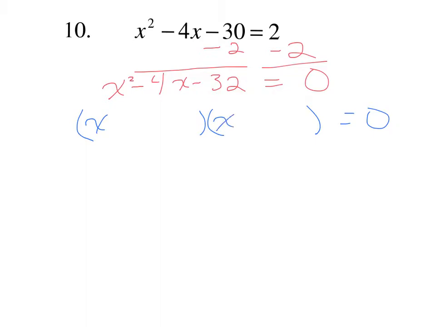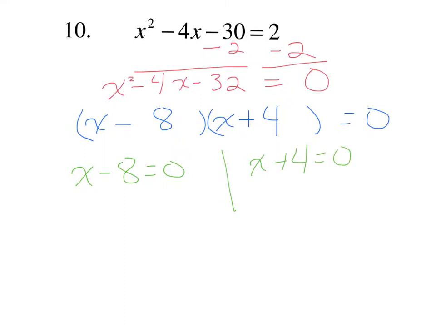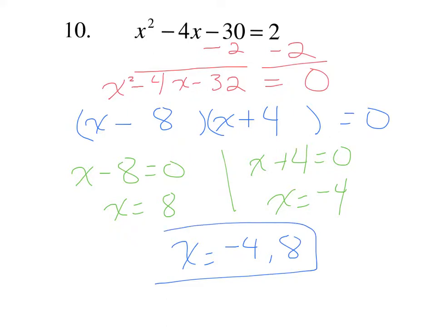x times x, negative, positive. Factors of 32 that subtract to make 4 are 8 and 4. Now I make my little equations. x minus 8 equals 0. x plus 4 equals 0. x equals 8. x equals negative 4. And so we have a list. Your solution set, x equals negative 4 and 8.